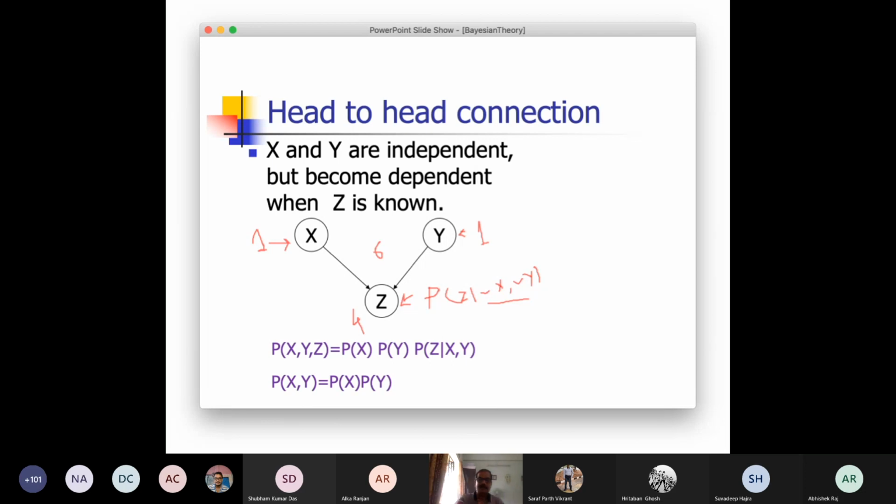So you see that this is how the joint probability of X, Y, Z is computed. Simply, you are multiplying the individual marginal probabilities of nodes, and then the conditional probabilities at that node. So probability of X, probability of Y, then probability of Z given X, Y. That is what you have to do. And note that X and Y are independent in this case.